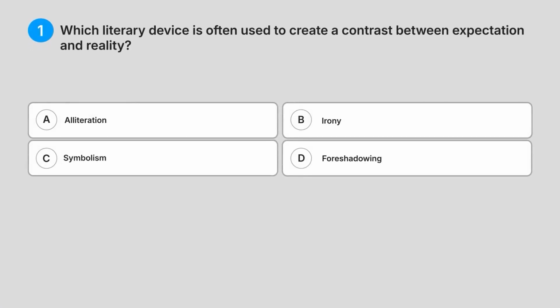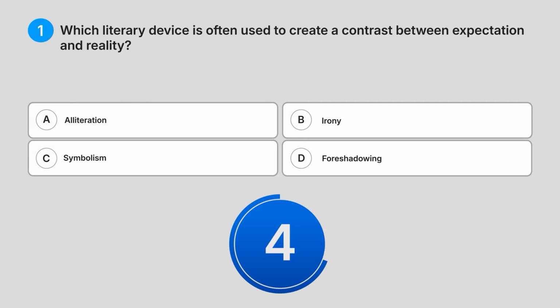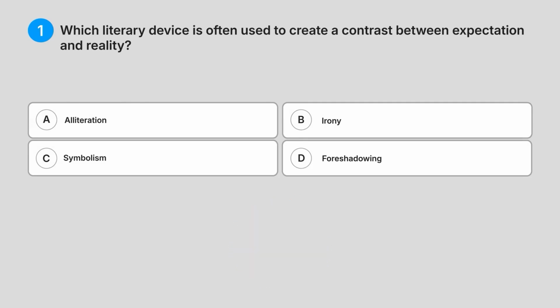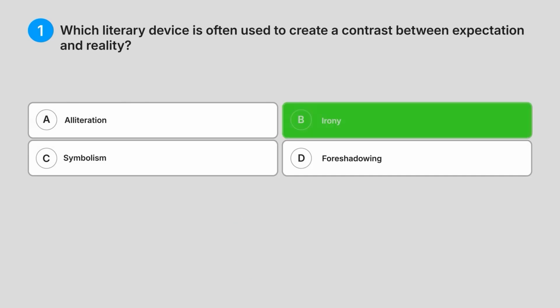1. Which literary device is often used to create a contrast between expectation and reality? A. Alliteration. B. Irony. C. Symbolism. D. Foreshadowing. What do you think is the answer? Correct answer, B. Irony.